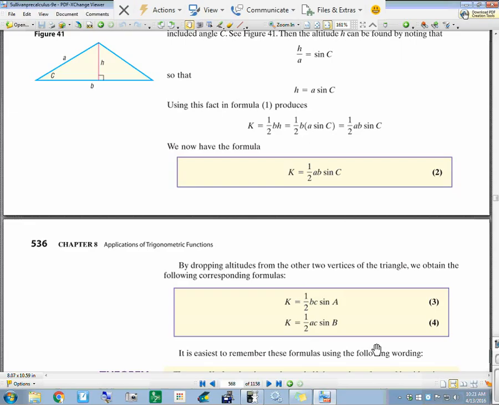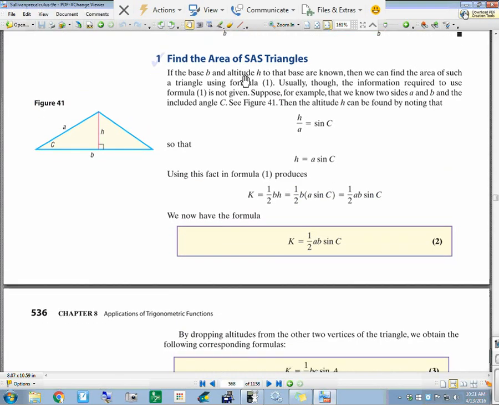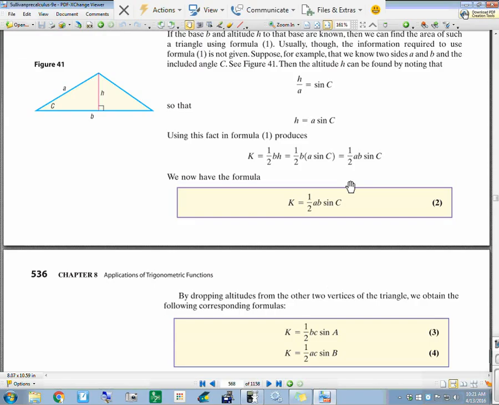Okay, so the first one here that we've got, these are formulas for finding the area of a triangle that is in the form of side angle side. So we know a side, we know an angle, and we know a side. Then these formulas will be used to calculate the area.